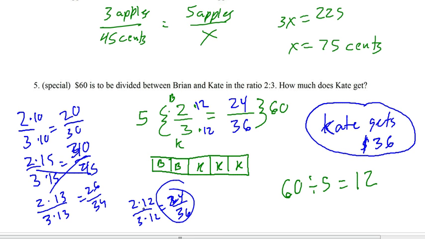So you don't have to know exactly what it is. It is quicker to know that there's 5 parts, so if you divide that 60 by 5, it tells you how many times. What you're basically doing is taking this and multiplying it by 12 of them. So that means he would have 2 times 12, she would have 3 times 12. All right, thank you.